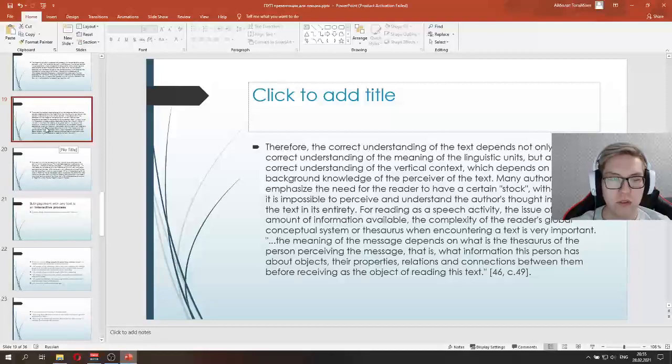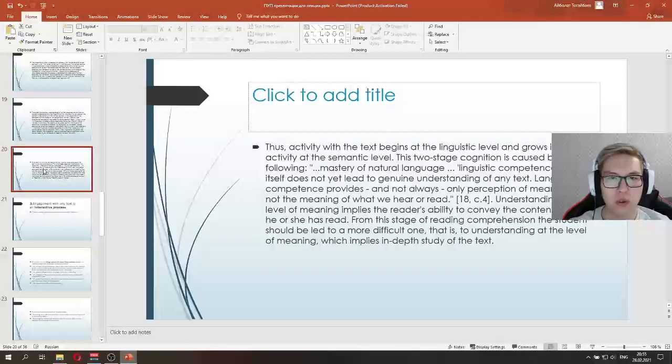For reading as a speech activity, the issue of the amount of information available, the complexity of the reader's global conceptual system, or thesaurus, when encountering a text is very important. The meaning of the message depends on what the thesaurus of the person perceiving the message is. That is what information this person has about objects, their properties, relations, and connections between them before receiving this text as the object of reading. Thus, activity with the text begins at the linguistic level and grows into activity at the semantic level.